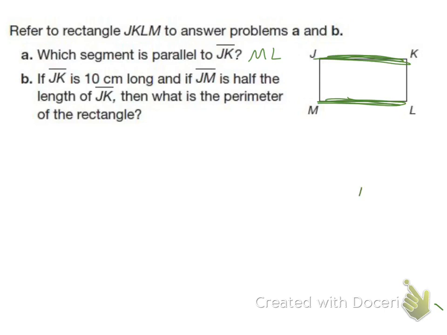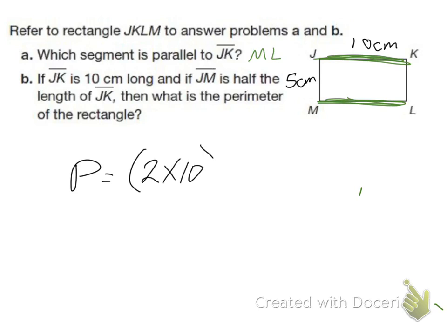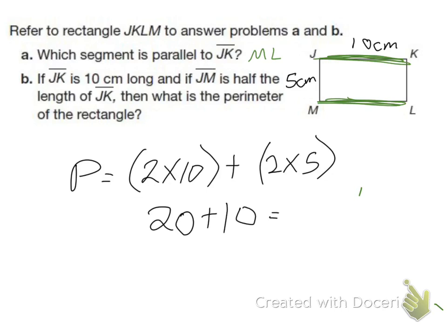Now, the second part says, if JK is 10 centimeters long and JM is half of that, what is the perimeter of the rectangle? Well, if JK is 10 and JM is half of that, half of 10 is 5. Okay, so my perimeter is going to equal 2 times 10 plus 2 times 5. 2 times 10 is 20. 2 times 5 is 10. 20 plus 10 equals 30 centimeters.